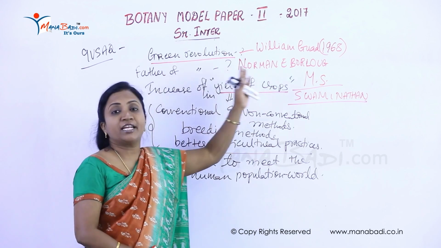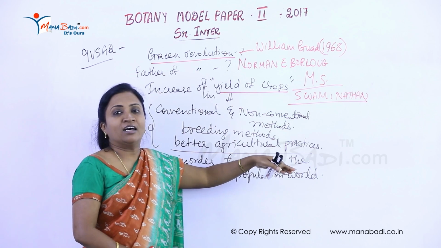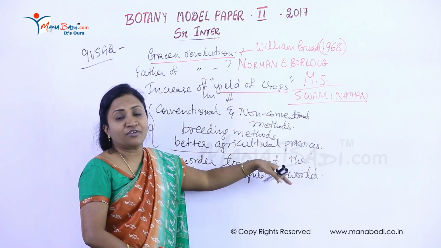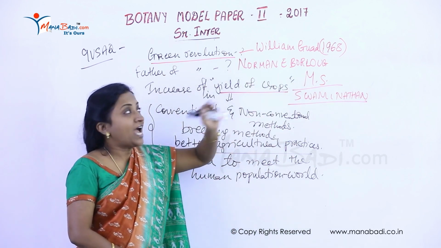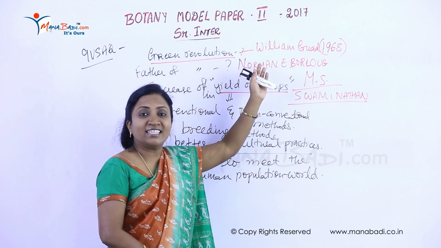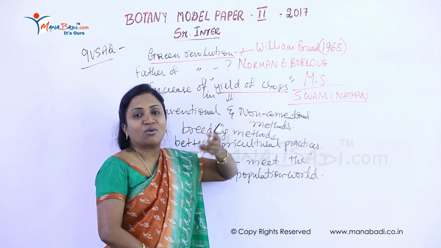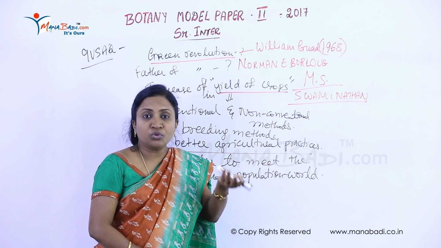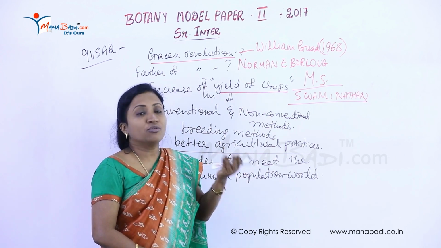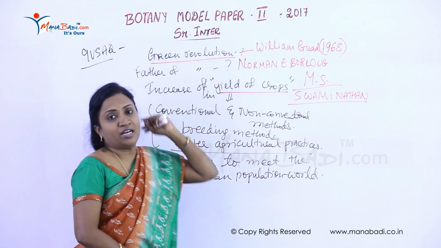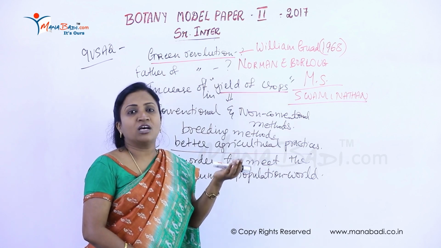And the father of green revolution is Norman E. Borlaug, and the father of Indian green revolution is M.S. Swaminathan. And William Gard in 1968 has been given importance because he was the person who for the first time used the term green revolution. So that's how we have come to the end of this question.